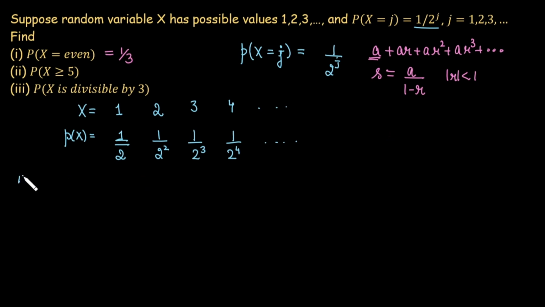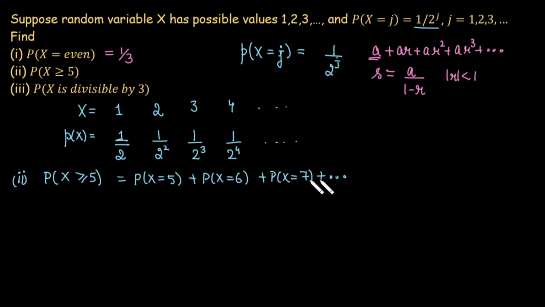Taking the second case. In the second case, what do we need to calculate? We need to calculate the probability when x is greater than or equal to 5. It means probability when x is equal to 5 plus probability when x is equal to 6 plus probability when x is equal to 7 and so on. So what is the probability when x is equal to 5 according to this function? That is 1 upon 2 raised to power 5. Here 1 upon 2 raised to power 6. Here 1 upon 2 raised to power 7 and so on.